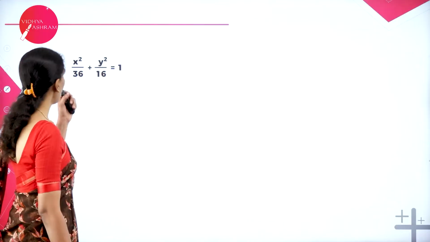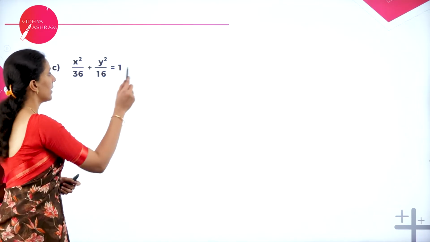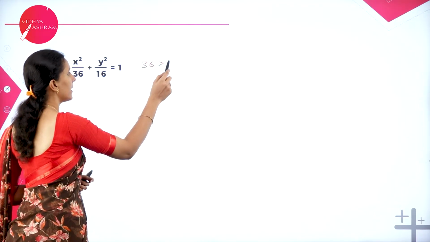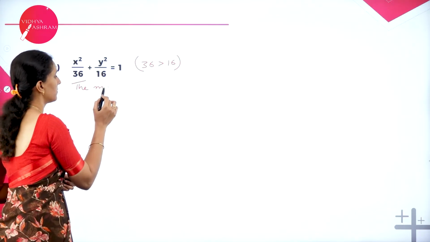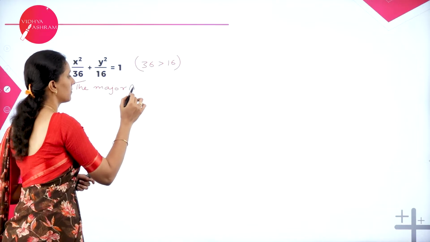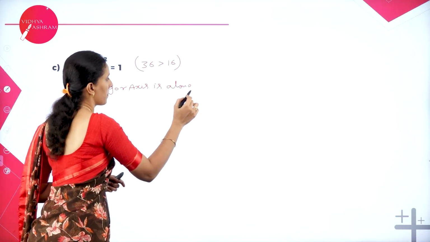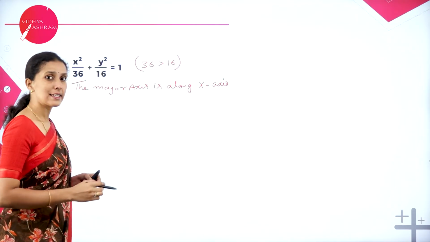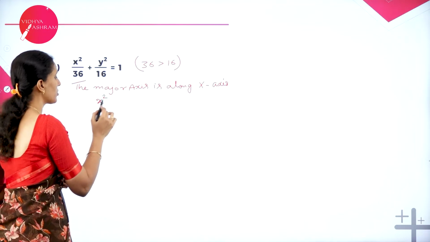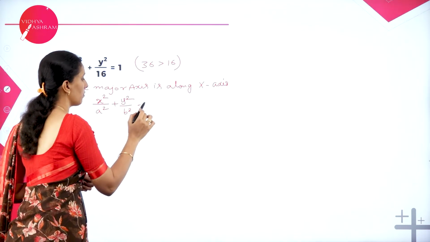Next equation, we have x square by 36 plus y square by 16 is equal to 1. Clearly, 36 is greater than 16. So, the major axis is along x-axis. So, if the major axis is along x-axis, then my standard equation is x square by a square plus y square by b square is equal to 1.